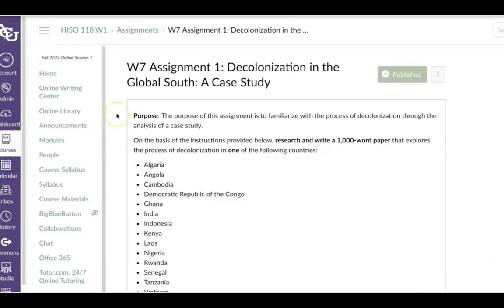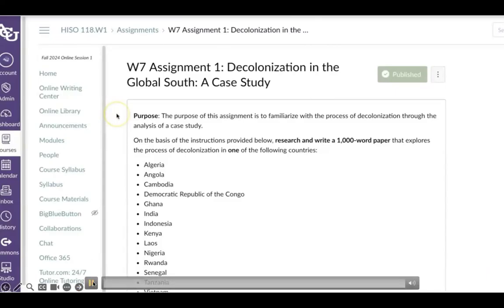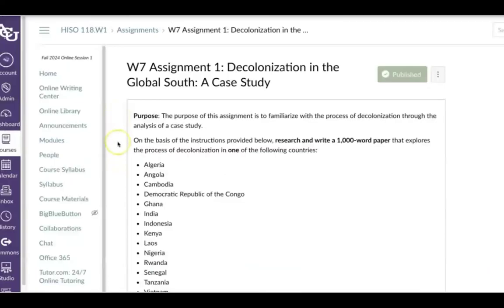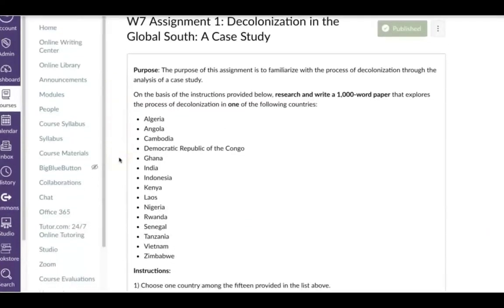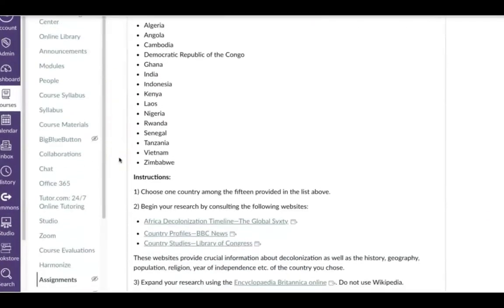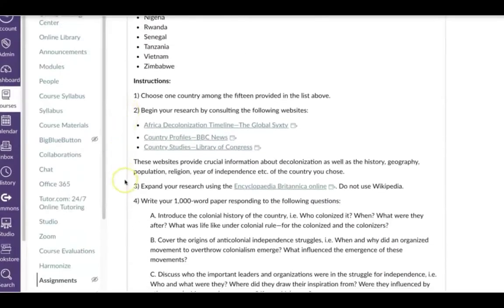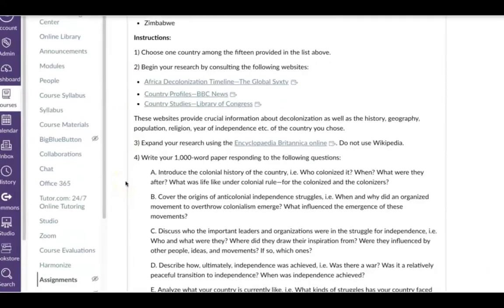So before we start planning or writing a paper, the first step is always to review the assignment description and the rubric. So for this assignment, we have a little video. We can see that it's a history assignment. We need to write a case study, and we will be picking from one of these countries that is listed here. We're going to be doing some research using the sources that they've given as examples.